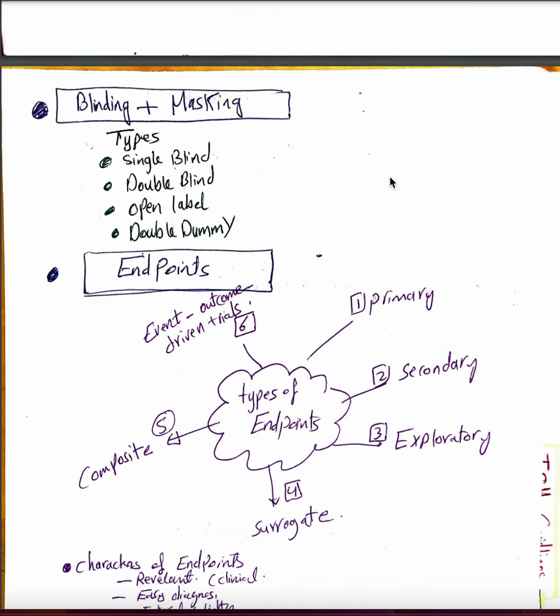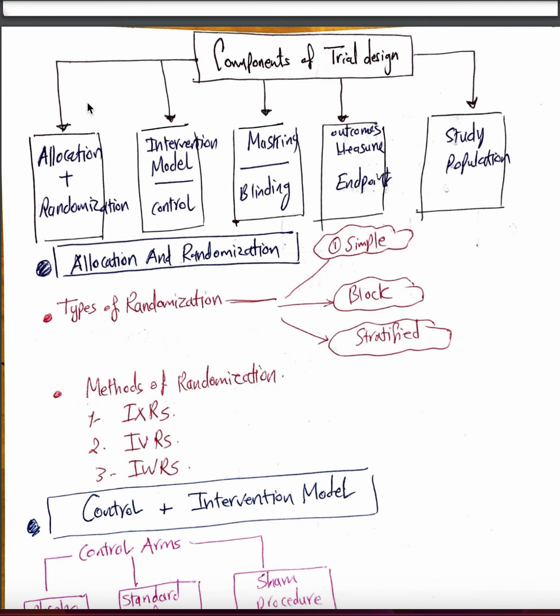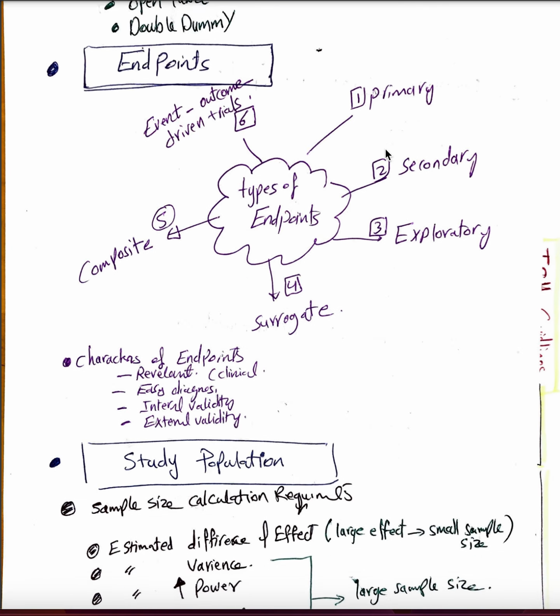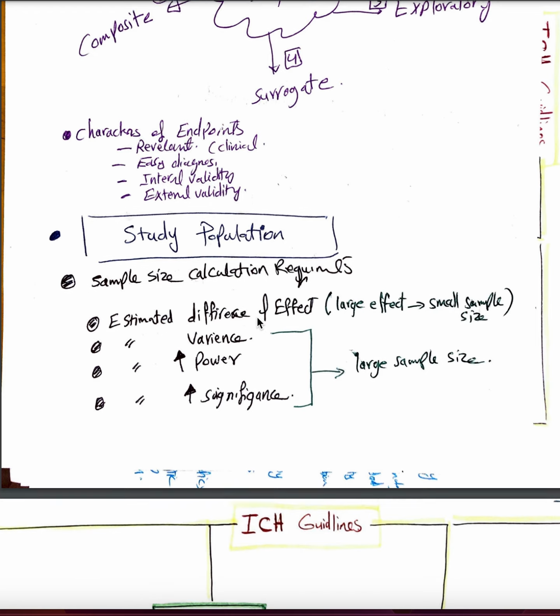And then back to the components of the trial design, as we said: allocation, randomization, intervention model and control. We have also masking and blinding, measurement of the outcome, which we call endpoint, and then finally the study population. About the study population, we have here the sample size calculation measurements. We have to make some calculations to choose the exact number for the study population.